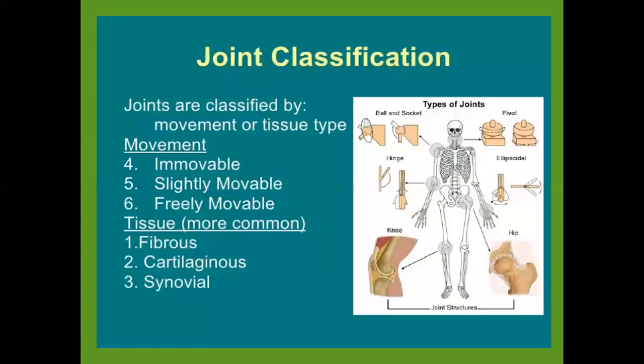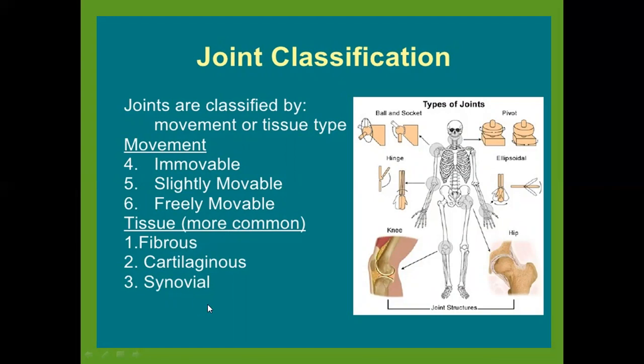You can see here there is a classification of joints. When joints are classified on the movement or tissue types, you can see here three main types of joints. One is immovable, another is slightly movable, and the third one is freely movable. And now, what about the tissue types? Fibrous, cartilaginous, and synovial.